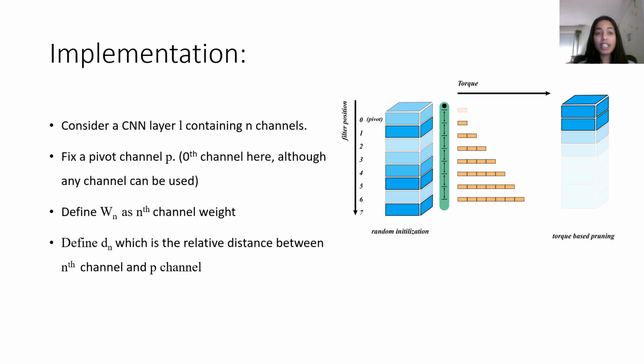Let's look at the implementation. Here we have a CNN layer L containing n channels. We fix a pivot channel P. In our case, we fix the 0th channel. However, any channel can be used. We define Wn as the nth channel weight, and we define Dn, which is the relative distance between the nth channel and the P channel.